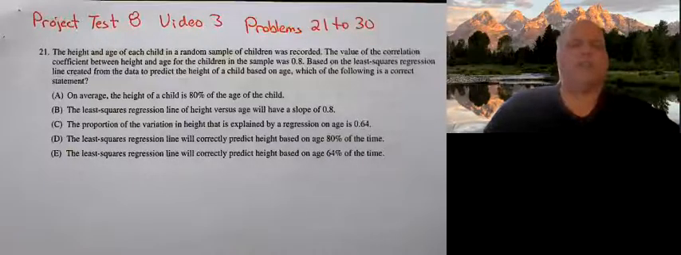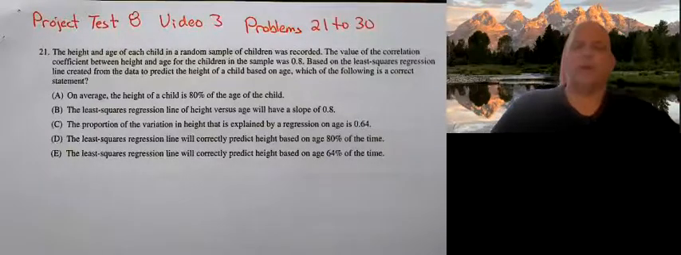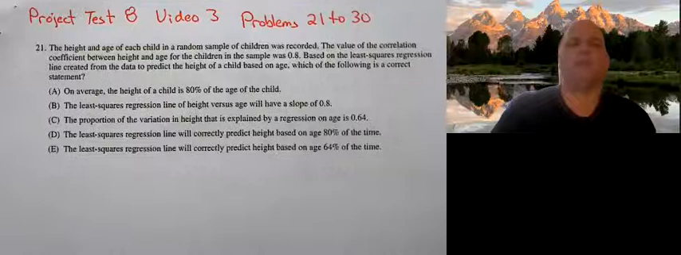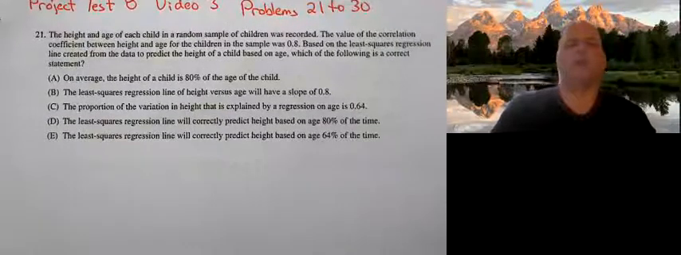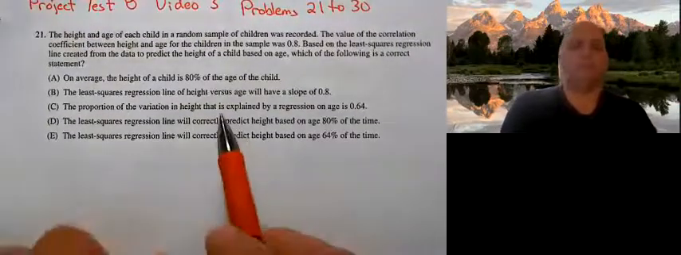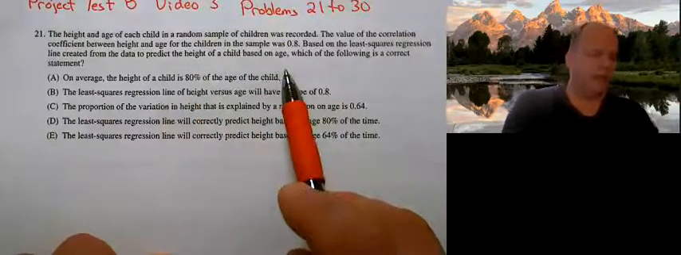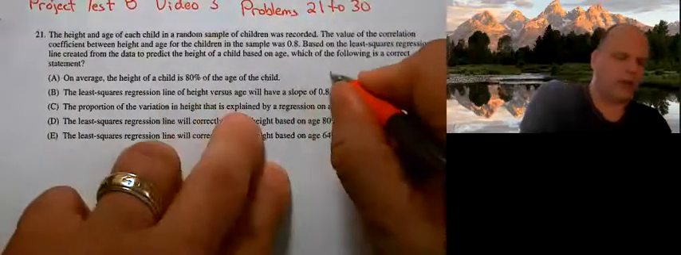Okay, this is Project Test 8, video number 3, and we're going to go over problems 21 to 30. The height and age of each child in a random sample of children was recorded. The value of the correlation coefficient between height and age for children in the sample was 0.8. So we have R equal to 0.8.